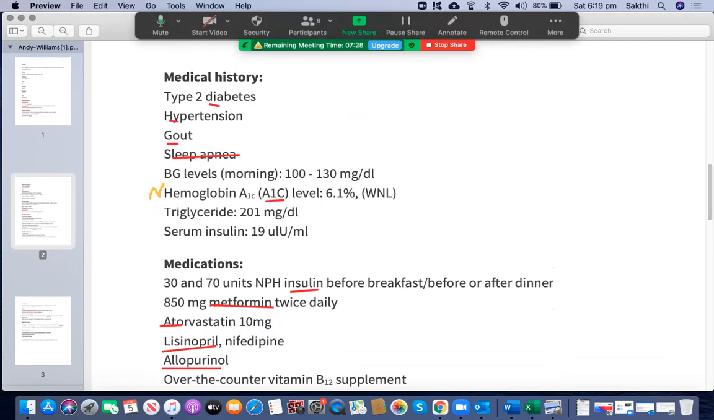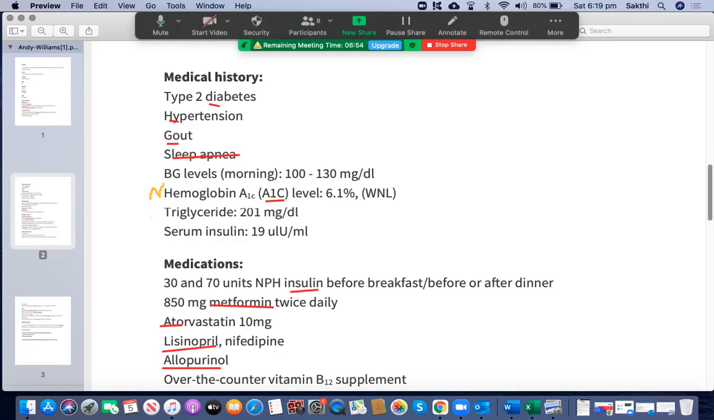BG levels in the morning. Hemoglobin. So this is the hemoglobin level only. It's not the HbA1c level. It could have been mapped to HbA1c. We cannot write hemoglobin level; it's the level of hemoglobin A1c. Instead of writing HbA1c, I know you wanted to use the abbreviation, but it's better to write hemoglobin A1c.